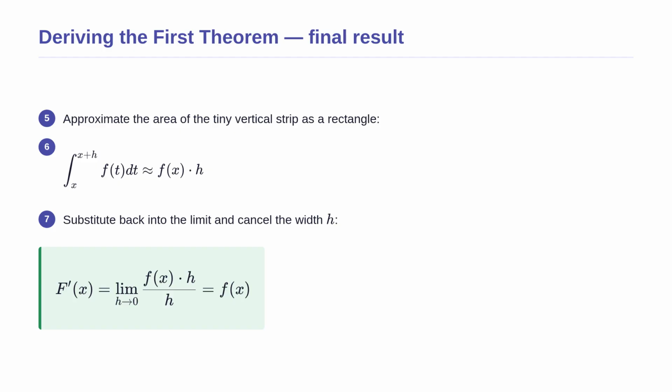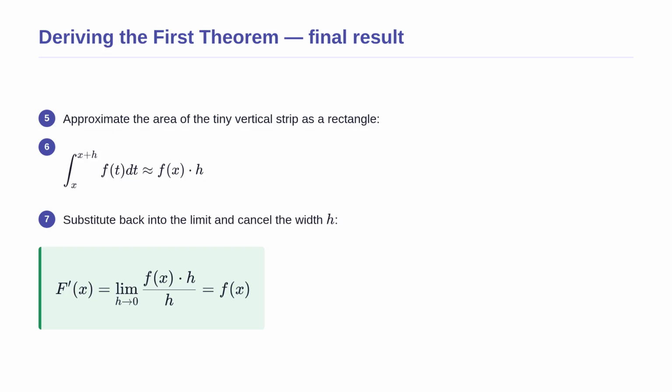Continuing with our derivation, we need to evaluate that tiny integral we just set up. Because the curve is continuous and unbroken, as the step size h shrinks to 0, we can approximate the area of this tiny vertical strip as a simple rectangle. The height of this rectangle is approximately f of x, and the width is our small step h. We substitute this rectangular area back into our derivative fraction.